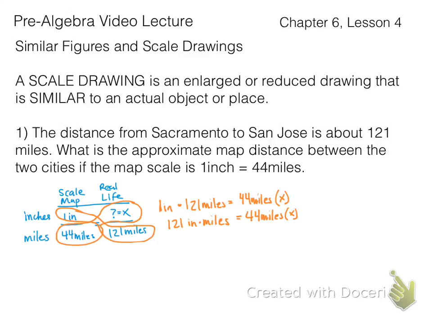Now, if we divide by 44 miles on the right, and do the same on the left, because what you do on one side, you have to do the other, the miles on the right are going to cancel out, and the miles on the left are going to cancel out, leaving me just inches. So, it's going to be 2.75 inches between Sacramento and San Jose on the map.